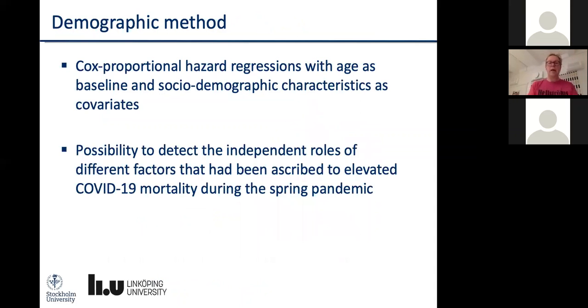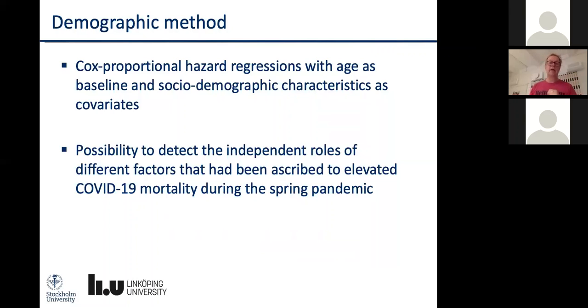Then we apply methods. We are demographers, and our method to study relative risks of dying, mortality rates, is applying a Cox proportional hazard or some other life event history model, where we have age as the baseline, and then we have different socio-demographic characteristics as covariates. And this was important because this allows us to bring out the independent roles of different factors.